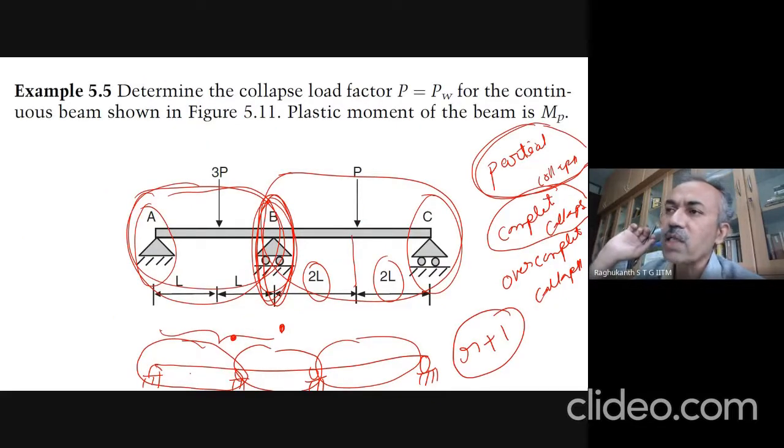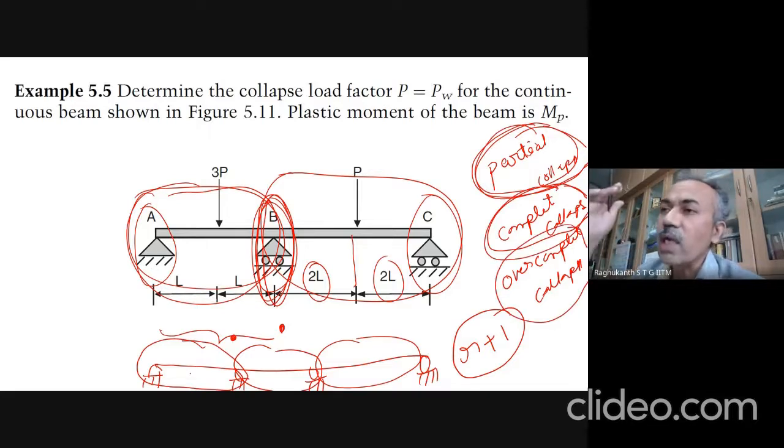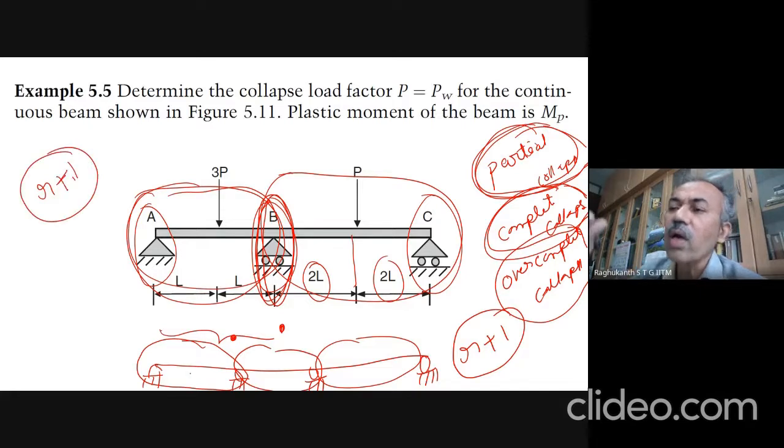Now let us see one very interesting problem, for continuous beams. Generally in continuous beams, we have to know the words partial collapse, complete collapse, and over complete collapse. So there are three types of collapse mechanisms. We already know that if the redundancy is R, then R plus one hinges are required for complete collapse of the beam. For fixed beams, redundancy is two, plus one, so three hinges are required. If it is a propped cantilever, redundancy is one, one plus one is two, so two hinges are required for complete collapse of the beam itself.